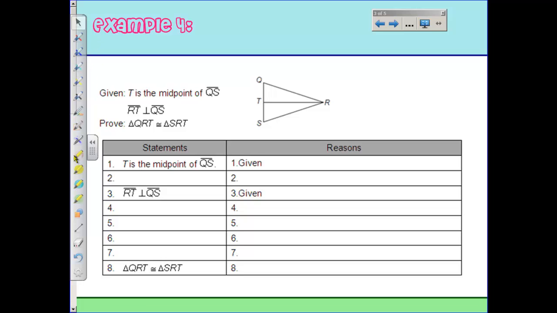I'm going to begin with the givens. Given that T is the midpoint of QS, so here's QS and here's T, that means that we, one more time, cut in half. So segment QT will be congruent to segment TS, and hopefully you don't try to overcomplicate it and you just say the definition of midpoint.